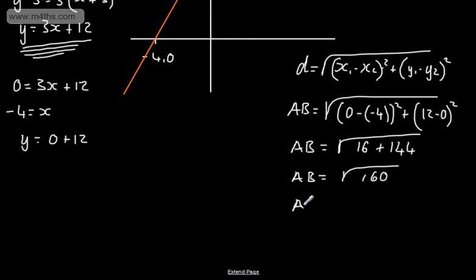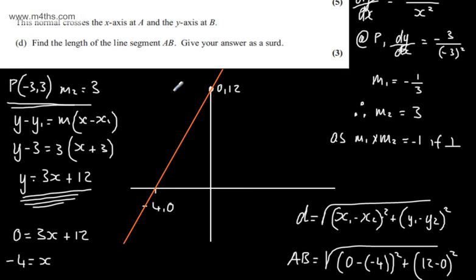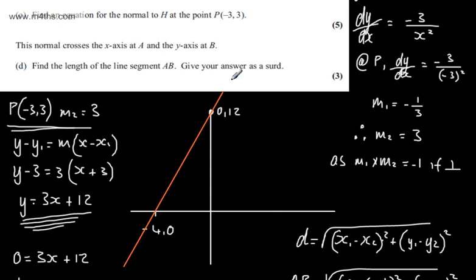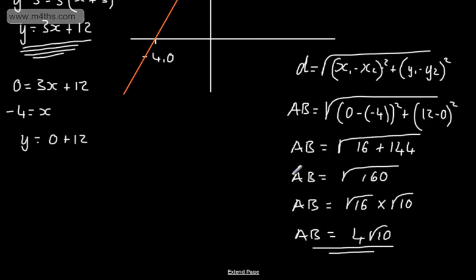They want this in a simplified surd form. I can say that this is root 16 times by root 10. So we can say now that AB will be equal to 4 root 10. So 4 root 10 is the length, simply using the distance formula. It's asked me to give my answer as a surd. It didn't ask me to simplify. I'm going to simplify and write it as 4 root 10.